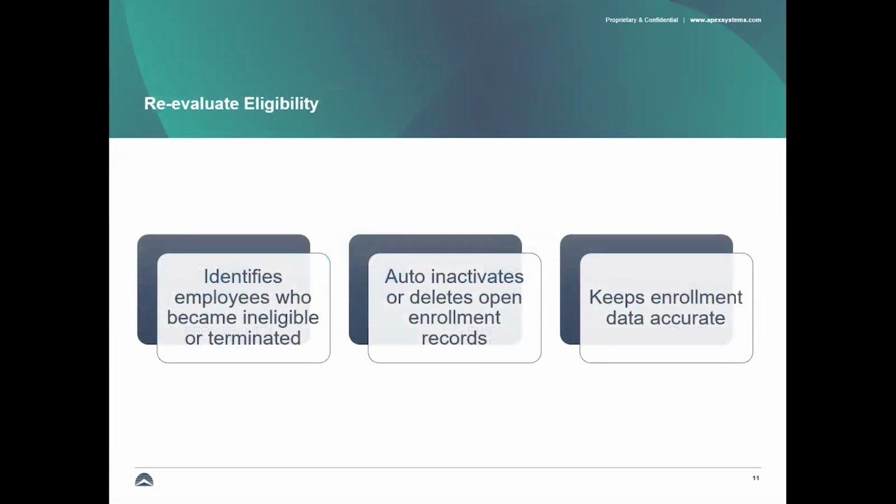What that process does is reevaluate the eligibility. It identifies employees who became ineligible or terminated, auto inactivates or deletes open enrollment records, and it keeps your enrollment data accurate.